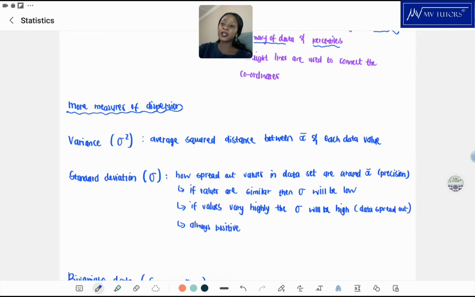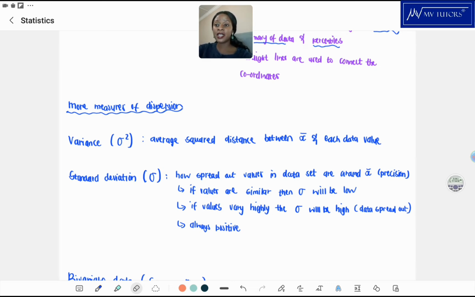Okay, and again, your standard deviation is always positive. Why? If you look at variance, that is squared. Okay, standard deviation, you're just going to take the root of variance, so you can't have a negative value. It will always be positive. If you get a negative value when you're calculating standard deviation, then you're doing something wrong.